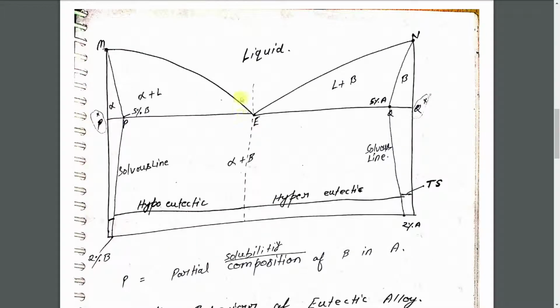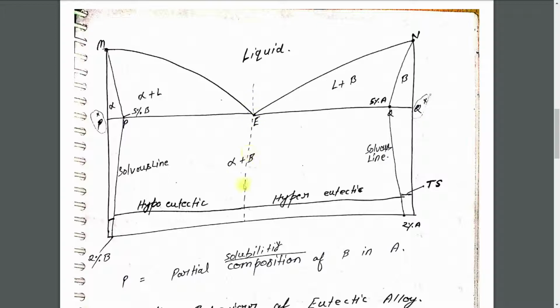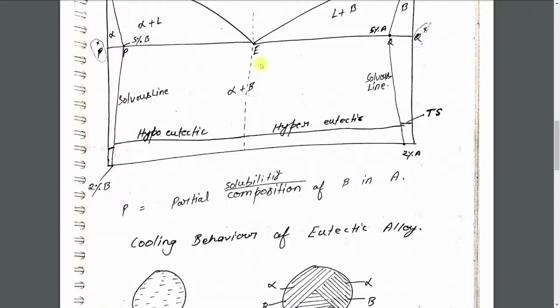And now see here, the 2 to 3 region. Let's suppose 3 is here and 2 is here. Then we see that if the temperature rises a little above the eutectic temperature, then we find liquid form.